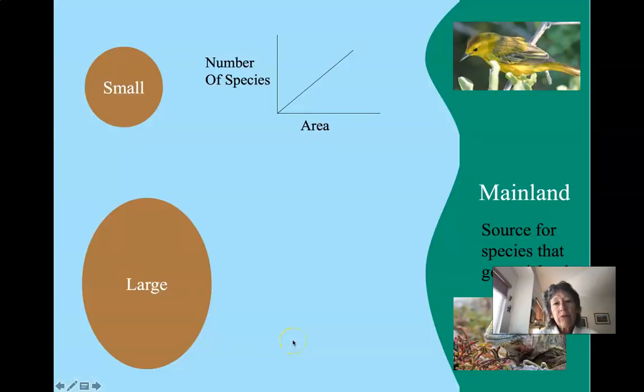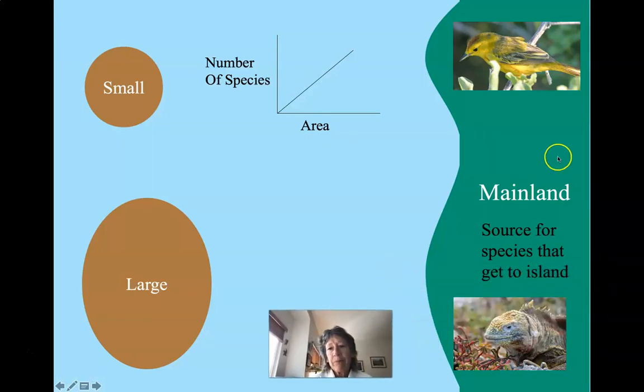So let's look at this illustration that I've created for you. Here we have the mainland, which is the source for species that are going to get to the island. And here we have a small island and a large island that are basically the same distance from the mainland. Well, the immigration rate, the rate at which species arrive on the large island, is going to be greater than that for the small island, because a large island would be a bigger target.